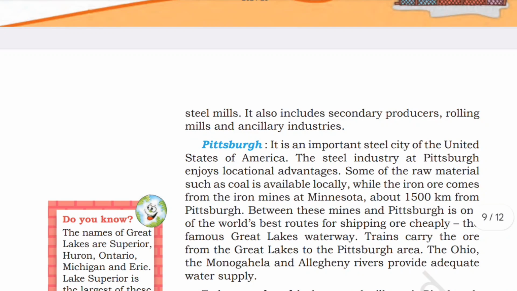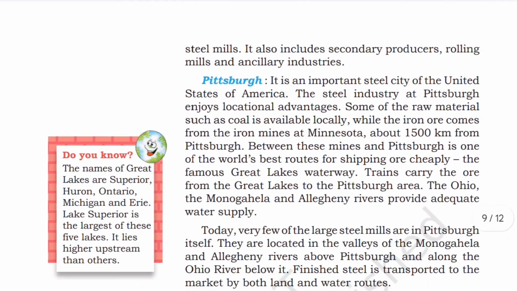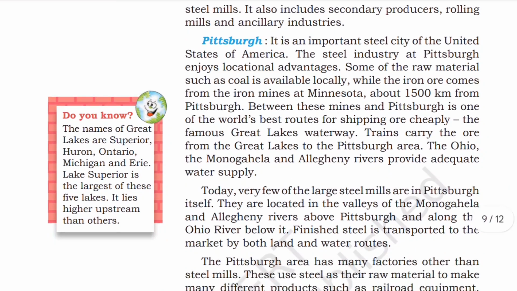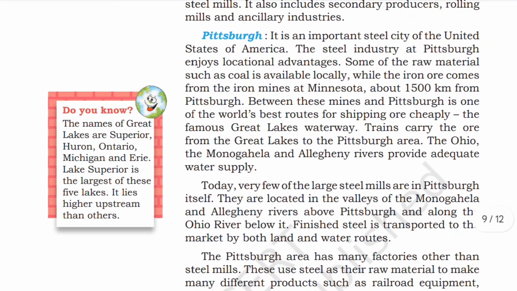Pittsburgh is an important steel city of the United States of America. The steel industry at Pittsburgh enjoys locational advantage. Some of the raw materials such as coal are available locally, while the iron ore comes from the iron mines in Minnesota, about 1500 km from Pittsburgh. Between these mines and Pittsburgh is one of the world's best routes for shipping ore cheaply. The famous Great Lakes Waterway carries the ore from the Great Lakes to the Pittsburgh area. The Ohio, the Monongahela, and the Allegheny rivers provide adequate water supply.